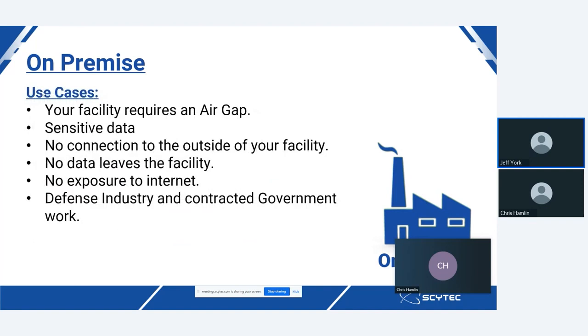Now, the use cases for this for manufacturers like yourselves: this is very commonly mandated by contracted government work inside of the defense industry, and it could also be that your own facility IT department requires an air gap, so that the sensitive data is not exposed to the outside world, the internet. The data does not leave your facility, and there is no connection to anything outside of your facility as well. So the on-premise is definitely for those who are very concerned about any kind of security risks for any of the stored data that is coming off of your machines.